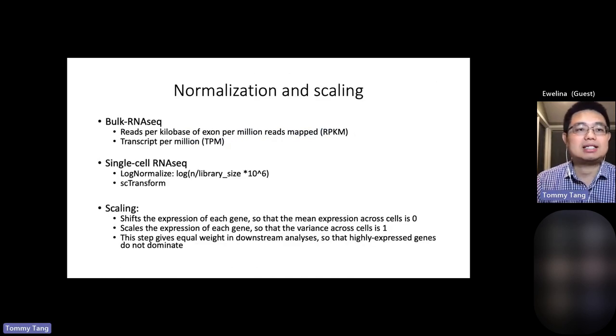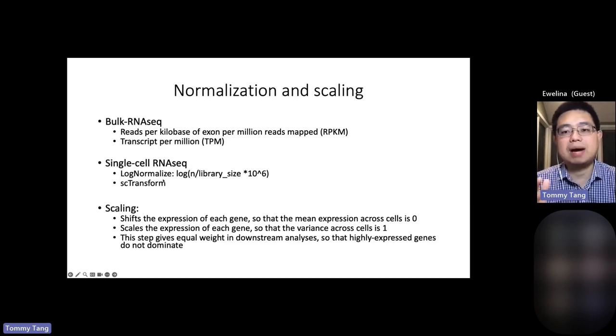Okay. The next step is to do normalization, right? Different cells are sequenced to different depths. So for bulk RNA sequencing, we actually use RPKM and transcripts per million. So RPKM is normalized to the library size first, then normalized to the gene length. And TPM actually normalizes to gene length first and then to the total library size later. So in other words, TPM, or transcripts per million, measures the proportion of transcripts in your pool of RNA and is considered more comparable across samples.